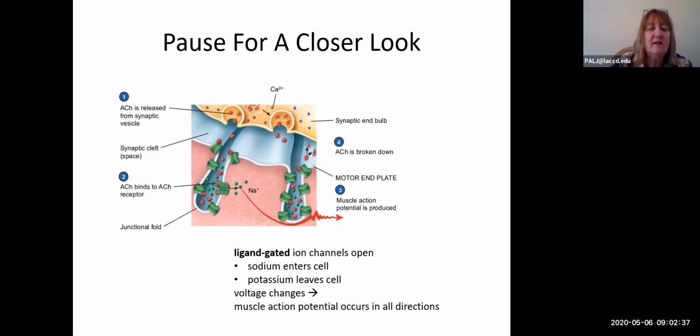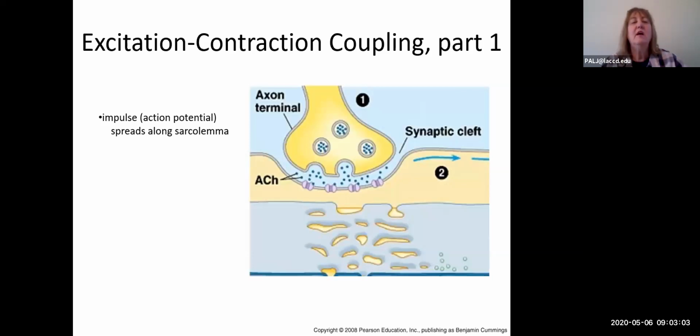After that, what's going to happen is the acetylcholine gets kicked off. It's here in the synaptic cleft where acetylcholinesterase is located, and so it'll be broken down into the acetate, which can diffuse away, and the choline molecule, which will be reuptaken into the terminal bouton. All right. So now the impulse is spreading along the sarcolemma as represented by the blue arrow over here.